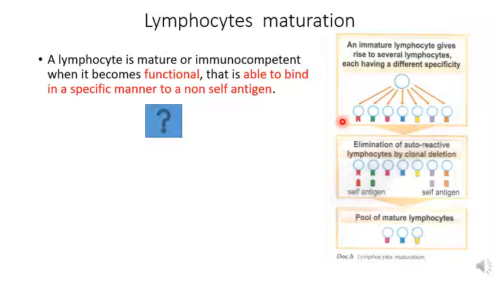So, if we're talking about LB, then the receptors are BCR, or antibodies, if you remember. If we're talking about LT, then these receptors are TCR. Okay, so do all these lymphocytes become mature? Actually, no. And this depends on whether the receptor can bind or cannot bind to non-self or to self antigens. What does this mean?